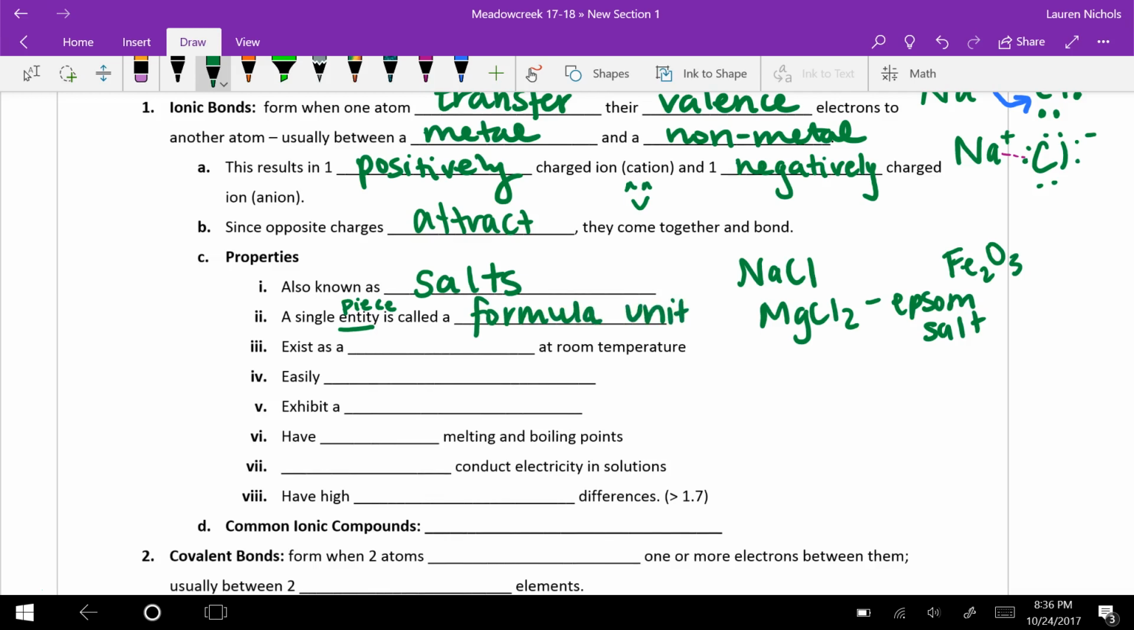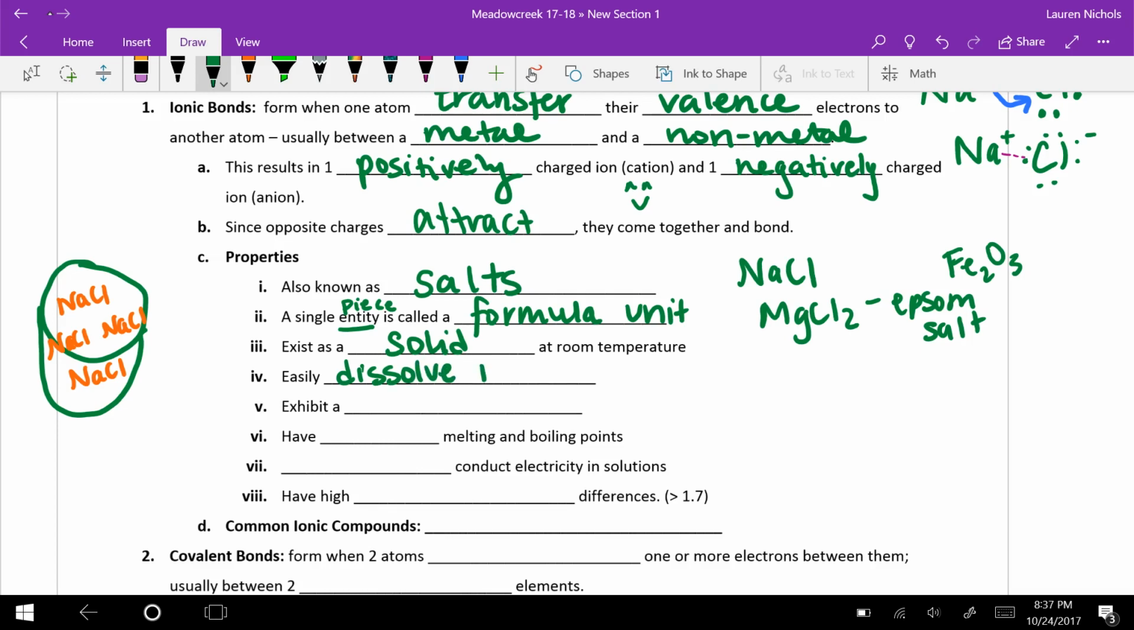And that word will pop up multiple times. So with a formula unit, if I have a bowl, and inside my bowl I have several NaCl molecules, or excuse me, formula units. I have several compounds of NaCl. I would say that this has 4 formula units in it because I have 1, 2, 3, 4 in the bowl. Now, ionic compounds exist as a solid at room temperature, and they are going to easily dissolve in water.